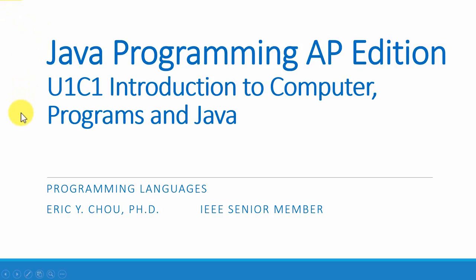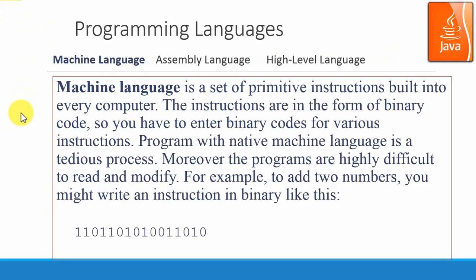In this lecture I'm going to talk about programming language. We have 3 levels of different programming languages: machine language, assembly language, and high-level language. Machine language is a set of primitive instructions built into every computer. Basically, it's machine code and it's in the binary format, as you can see down here. So it's not really readable, but it can be executed by the machine or computer CPU directly.